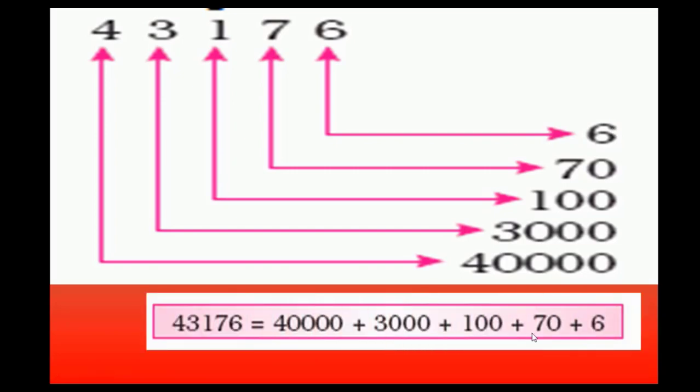Now we will add all these place values by placing the addition sign. So the expanded form of 43,176 is 40,000 plus 3,000 plus 100 plus 70 plus 6.